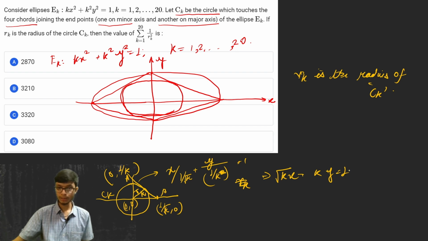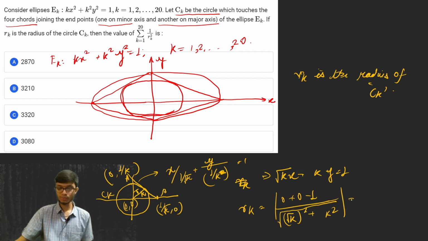Okay, so this will give you the equation of just one of the chords. From this particular chord, if you look for rk, that is the perpendicular distance from 0 comma 0, that will give you 0 plus 0 minus 1 divided by root of (root k) whole square plus k whole square, and then take the square root of this. So this will give you the result 1 by the square root of k plus k square. Because the square root is always positive, if you take the mod, it will be 1 by root under k plus k square.